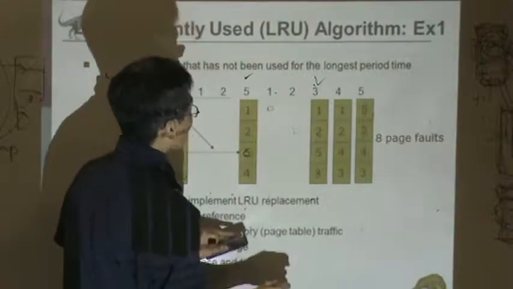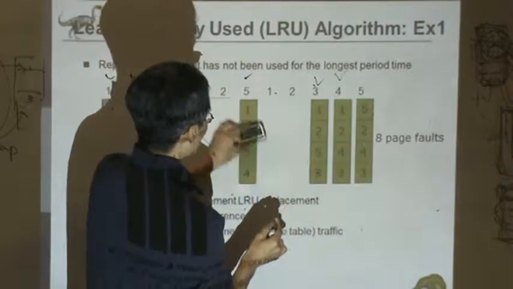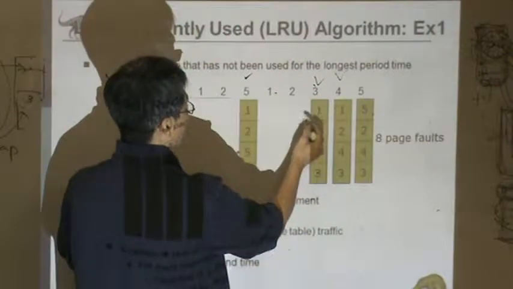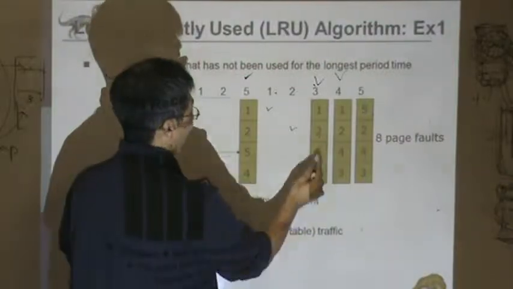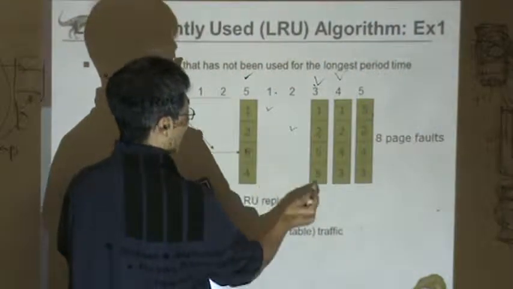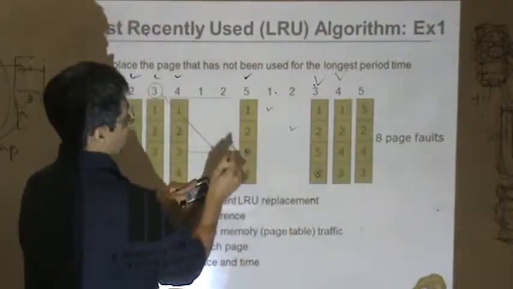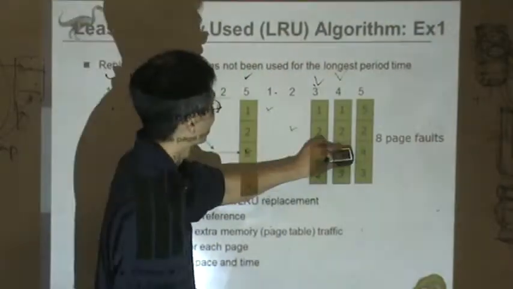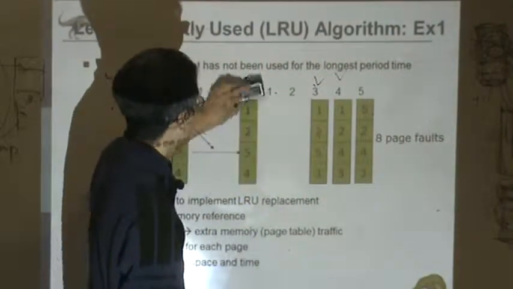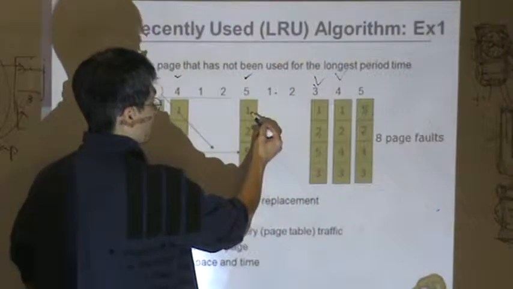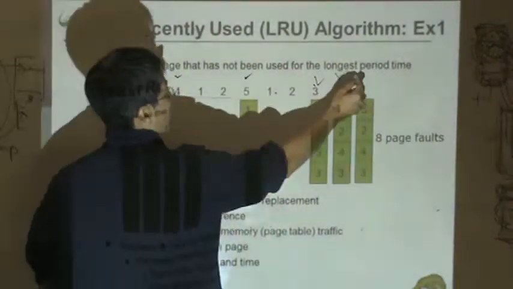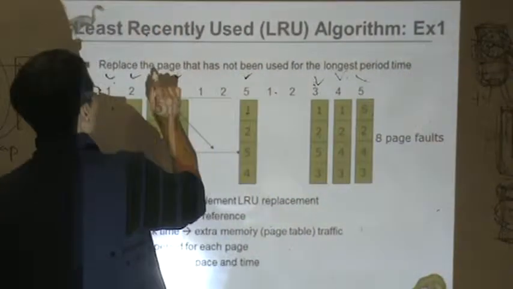So we need page 4 again. So 1 is used here, 2 referenced here, 5 here, and 3 is here. So 5 will be beaten. Similarly, 5. So we need to find which one is the least recently used. How many page faults? 1, 2, 3, 4, 5, 6, 7, 8.